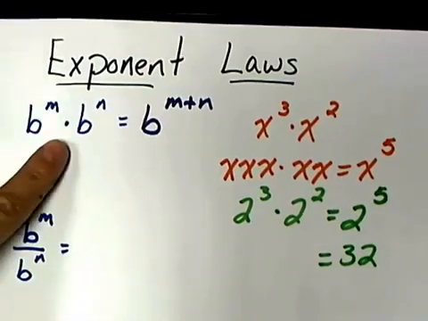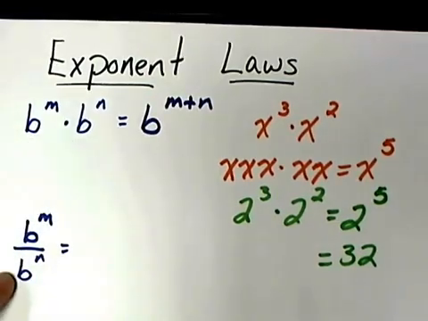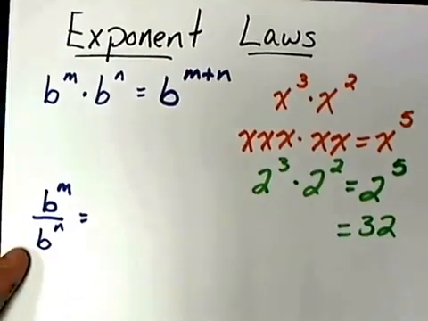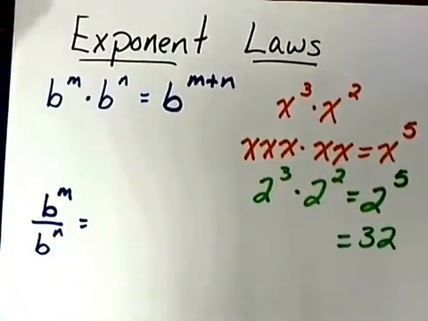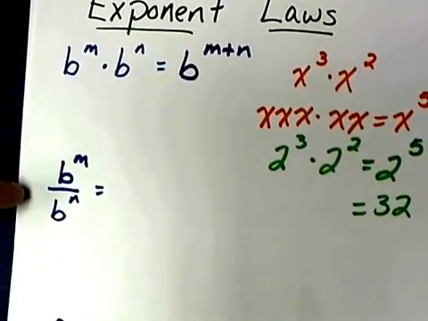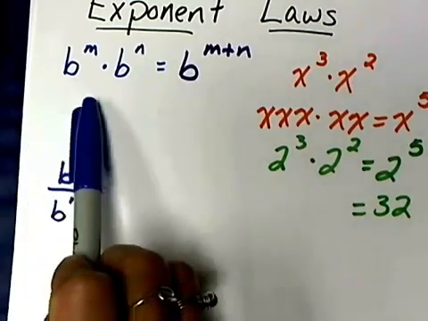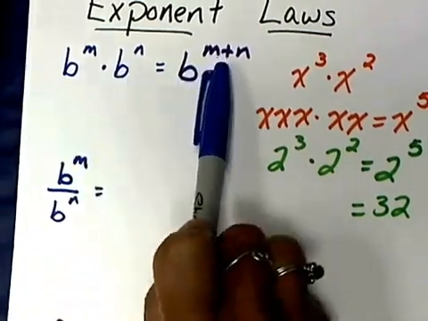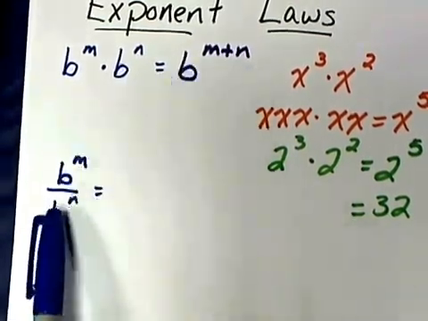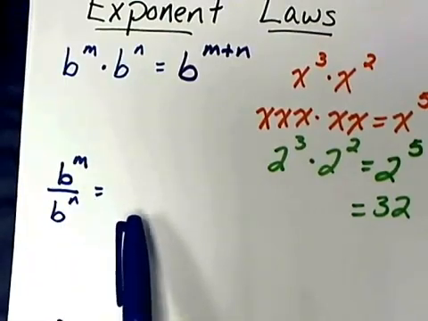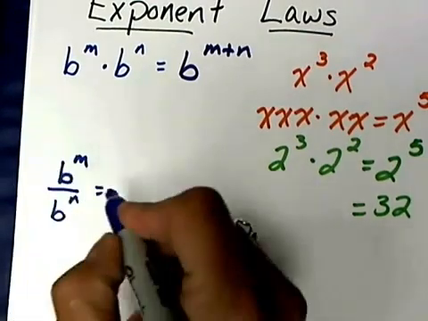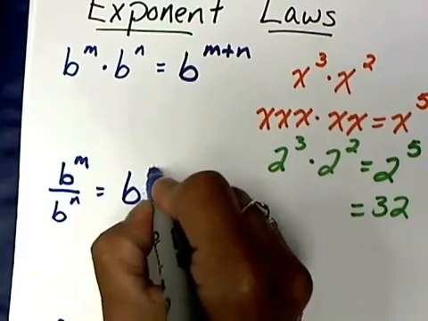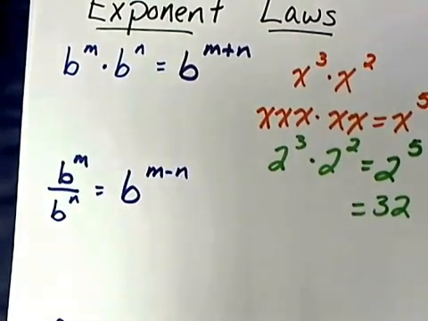Well, if we have a law with multiplication, you know darn well that we have the same law or a similar law with division. So if I had b to the m and I was dividing it by b to the nth, or it was written in a fractional notation, we have a law for that as well. Well, let's think about it. If the multiplication turned into addition of exponents, division is going to turn into subtraction of exponents. This is b to the m minus n.